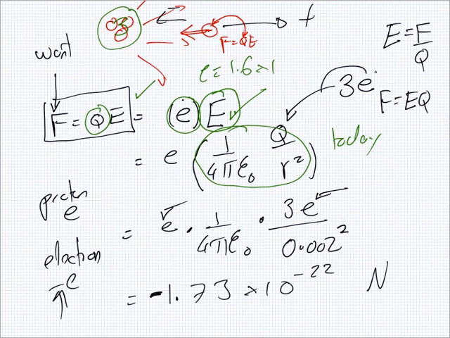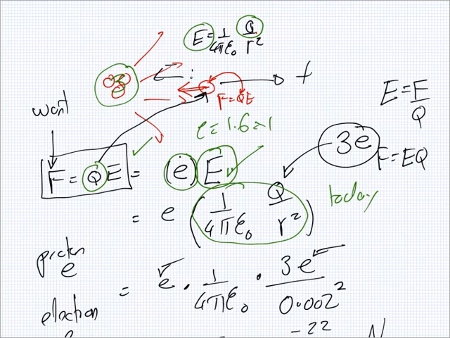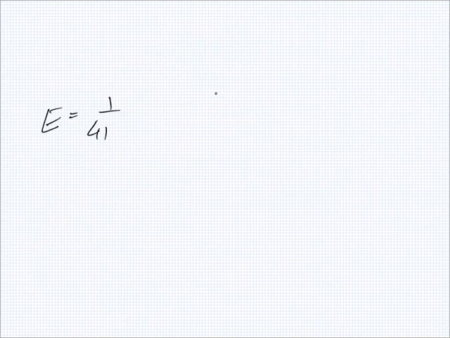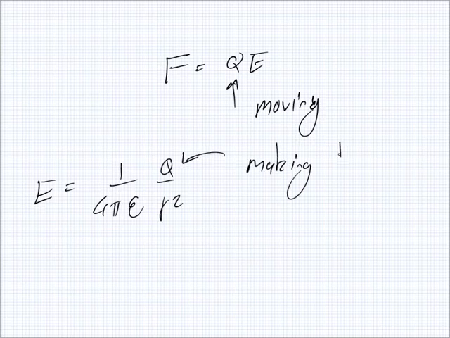Why Q is 3E? Because this is the Q for the electron that's moving. So, if you want a little hint here, this Q is for what's moving, and then in this formula, this Q is for what's making the field. Can I continue?